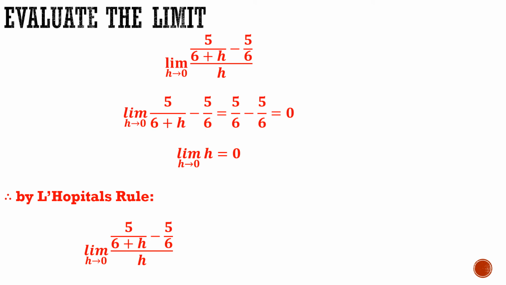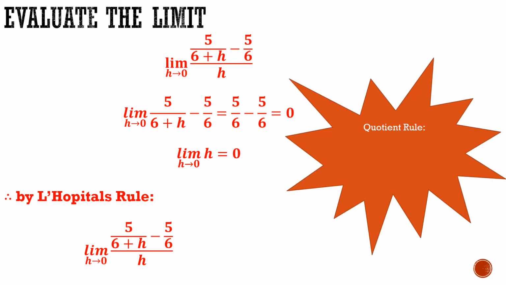Now, by now, you guys should know that the derivative of your 5 over 6 plus h can simply be done using the quotient rule. And so if you use the quotient rule and you do low d high minus high d low over low low, you'll be left with negative 5 over 6 plus h squared.